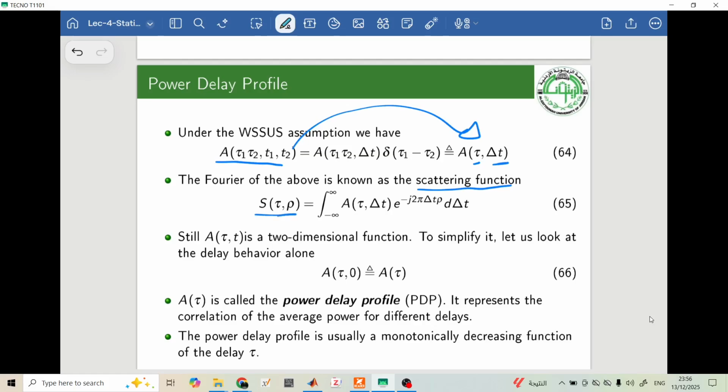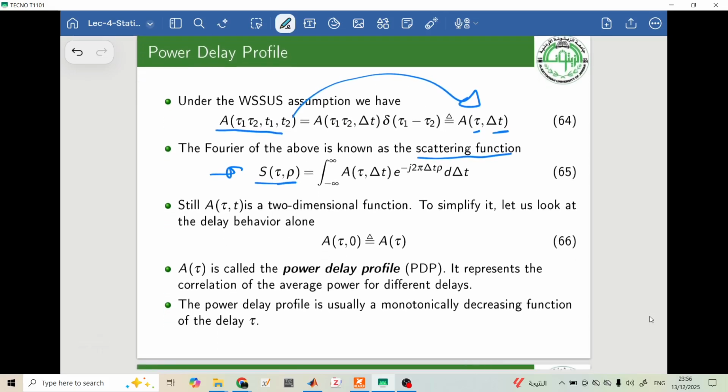So in the Fourier domain or the frequency domain, we take the Fourier transform of it, and again we get a 2-dimensional function, which is again a bit too complicated. To simplify matters, let us say that we want to look at it in a single time instant. So we set delta t to 0 and we get this function. This function is called the power delay profile. It gives us the power of the system as a function of the delay, and it represents the correlation of the average power for different delays.